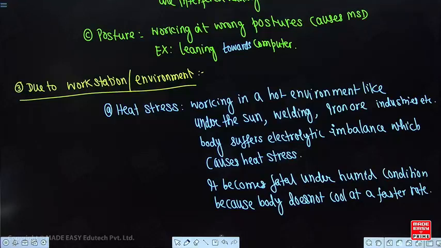What is humidity? Humidity is nothing but the amount of water content in the environment or the atmosphere. So it becomes fatal, because when a body is under heat stress, we always give water and put them under the fan so that the body cools down. Now under humid condition, if anybody has heat stress, what is going to happen? The body is not going to cool. So finally it will become very fatal.